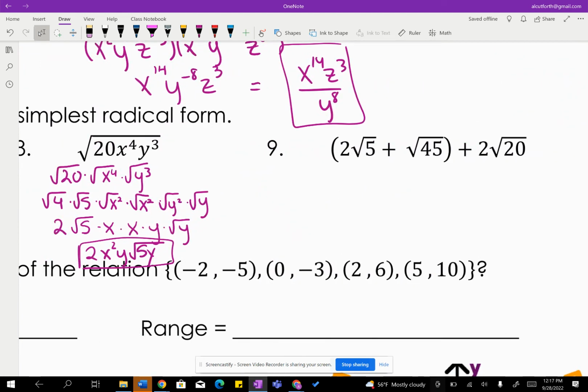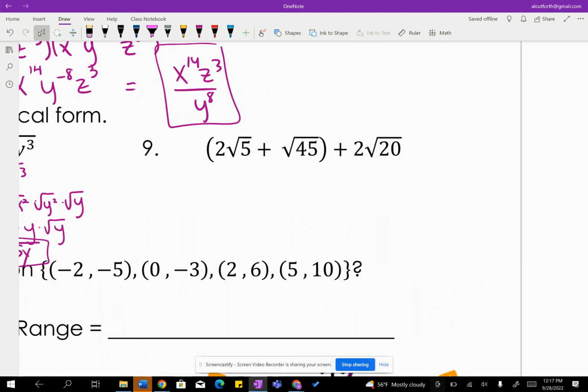Okay, for number 9, remember we can only add radicals when they have the same radical, right? This one's radical 5, this one's radical 45, this one's radical 20, right? So they're all different radicals, so we cannot add them together yet. So we need to simplify them first, and then we can add them together, okay? So for 2 radical 5, this one's already simplified. We don't need to simplify that anymore.